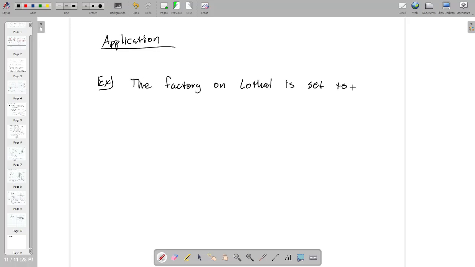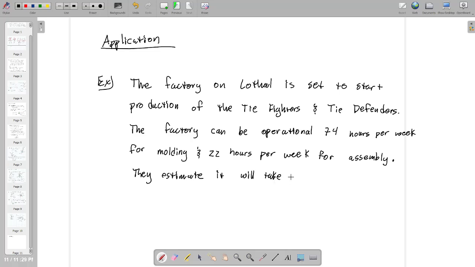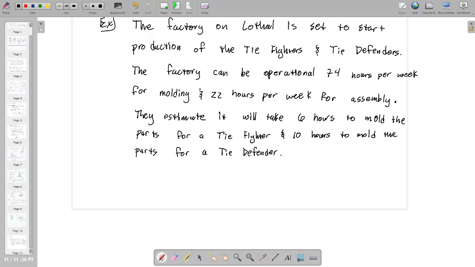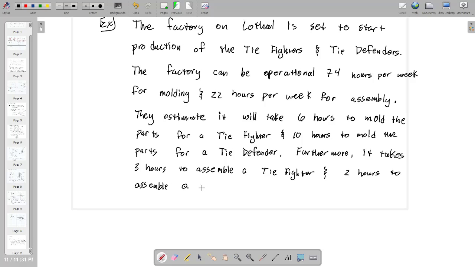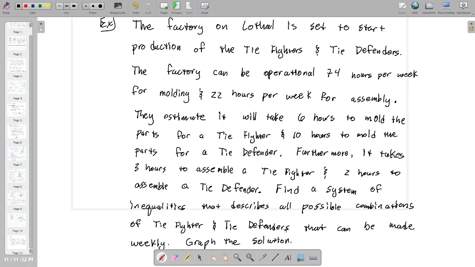The factory on Lothal is set to start production of the TIE Fighters and TIE Defenders. The factory can be operational 74 hours per week for molding and 22 hours per week for assembly. They estimate it will take 6 hours to mold the parts for a TIE Fighter and 10 hours to mold the parts for a TIE Defender. Furthermore, it takes 3 hours to assemble a TIE Fighter and 2 hours to assemble a TIE Defender. Find a system of inequalities that describes all possible combinations of TIE Fighters and TIE Defenders that can be made weekly. Graph the solution. Right, there's a lot here.